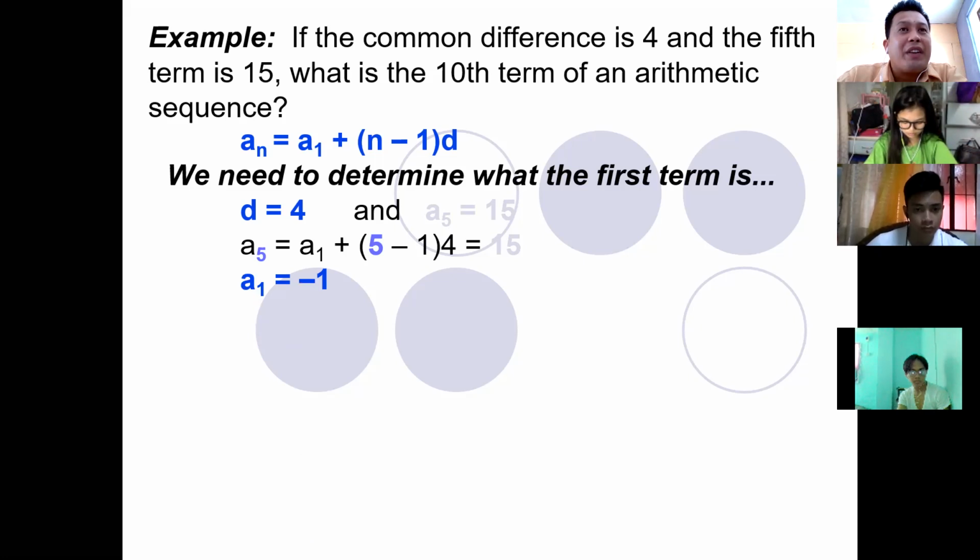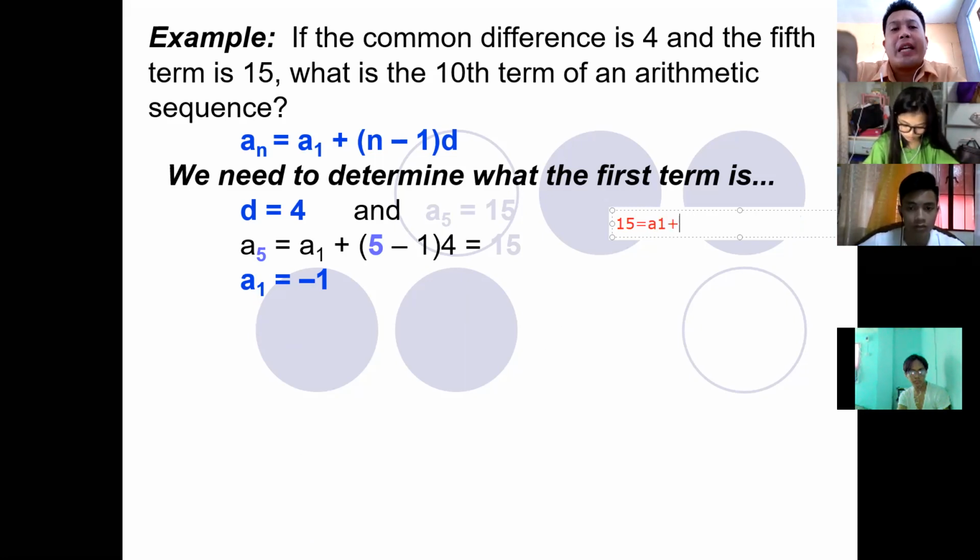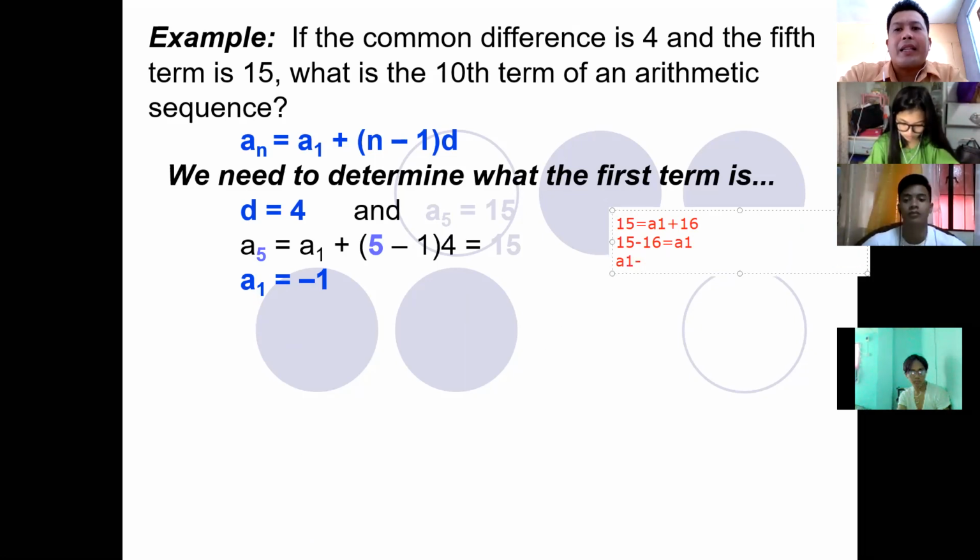So if you simplify it further, class, we have here 15, the 5th term, is equal to a sub 1 plus 5 minus 1 is 4, times 4 is 16. Transpose 16 to the other side, so 15 minus 16 is equal to a sub 1. Therefore, a sub 1 is equal to negative 1. What is the value of a sub 1? So we now have the first term.